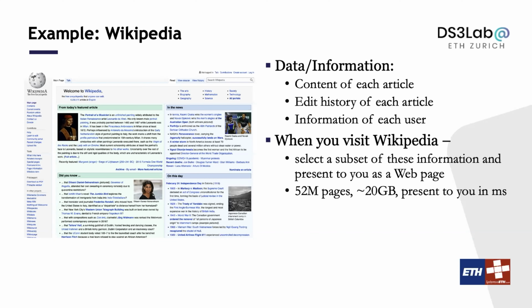So as of today, there are 52 million pages or topics on Wikipedia. And if you compress them, that's roughly 20 gigabytes, right? But what the database is going to do is, whenever you visit some web page, it's going to bring some of the information out of this 20 gigabyte of data and present it to you in milliseconds. And as a user, you don't really need to care about how that happened. You can just enjoy that functionality provided by a database to you.